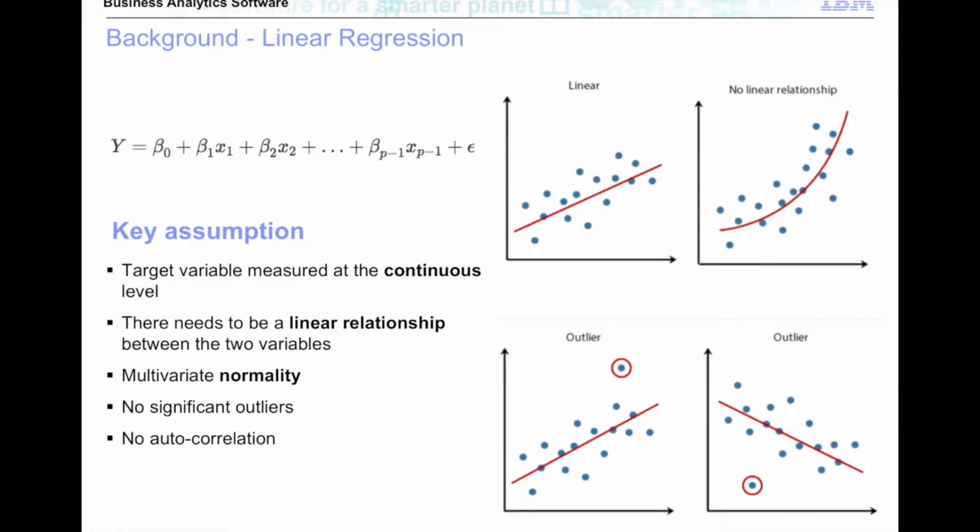There are some assumptions for linear regression. First, the target needs to be measured at the continuous level. Second, there needs to be a linear relationship between the target and the predictors. Third, all variables or the residuals of the model should follow a normal distribution. Also, there should be no significant outliers in the records, which would break the linear relationship. But in the data analytics world, there are many situations that don't follow these assumptions, so the generalized linear model is proposed.